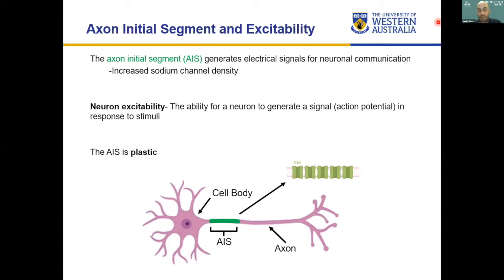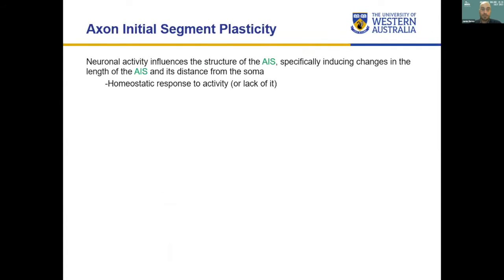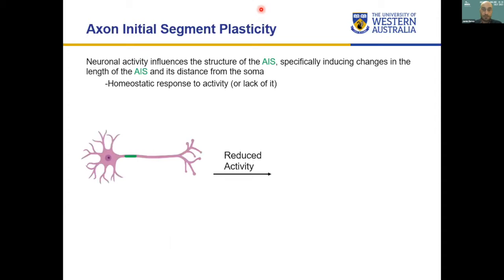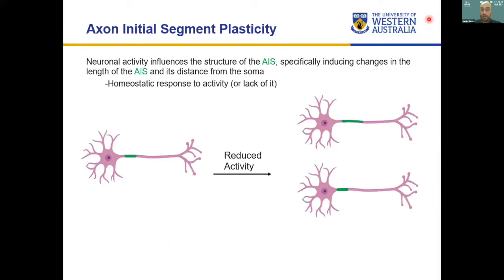And what's really interesting is that this axon initial segment is plastic. It can change in response to activity. So just to illustrate this, if we have that same neuron with the axon initial segment here, when there are periods of reduced neuronal activity, for example, we find that the axon initial segment of individual neurons in response to this will actually lengthen, get longer, or they will relocate so that they move closer to the cell body. Now, both of these responses result in increased excitability and make it more likely for the neuron to fire an action potential.